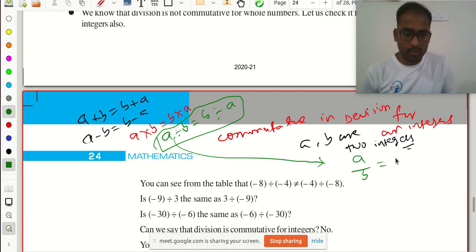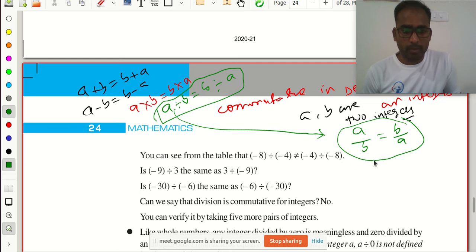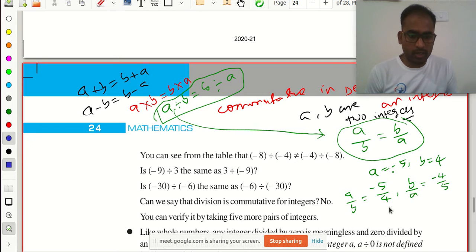A divided by B is equal to B divided by A. Is this case possible? Now I will take A, B, two integers. A is equal to minus 5, B is equal to 4. A is an integer, B is an integer. Now I will make division for these two. Minus 5 by 4, A by B. Now what is B by A? 4 by minus 5 it will be. So 5 by 4 and 4 by 5, these two are equal?